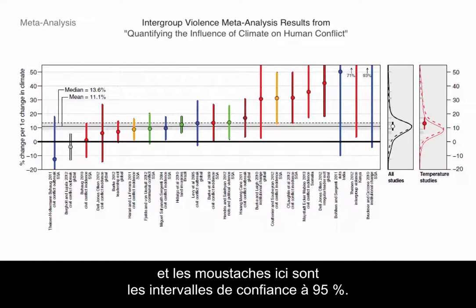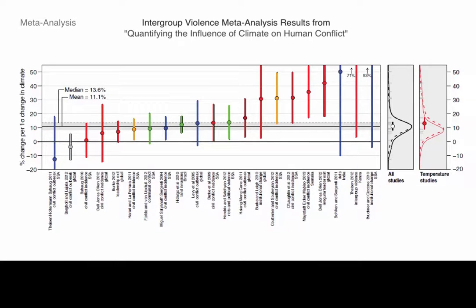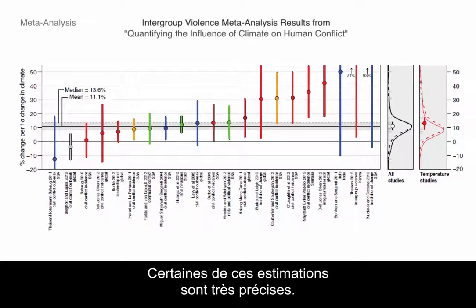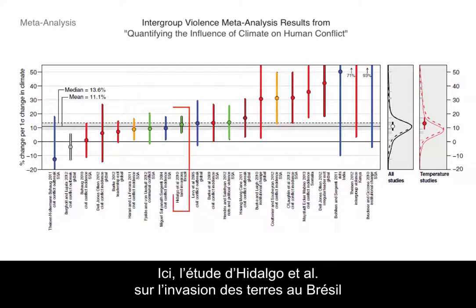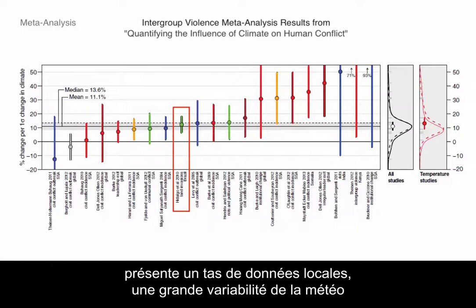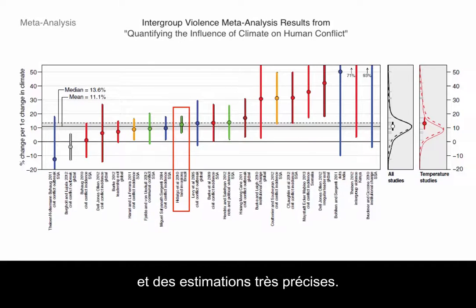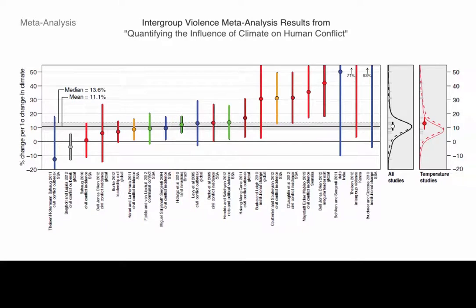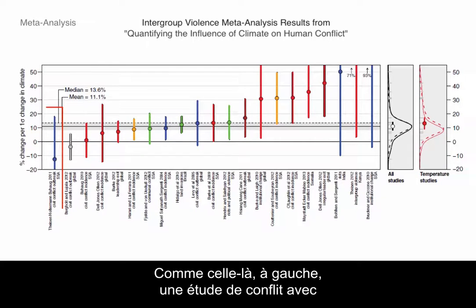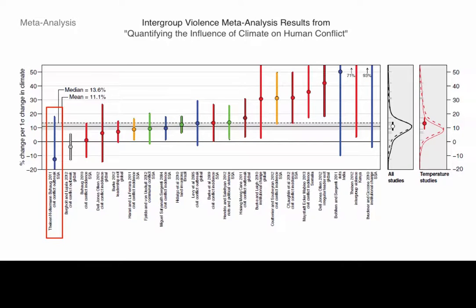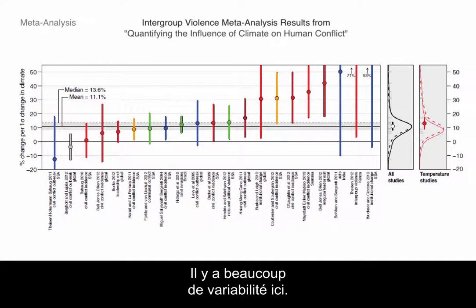And the whiskers here are the 95% confidence intervals. So some of these estimates are really precise. This Hidalgo et al. on land invasions in Brazil has tons of local data and lots of variability in weather and really precise estimates. Some of these are really imprecise. Like the one all the way here on the left is a conflict study, with confidence intervals of 40% or something like that. So there's a lot of variability there.